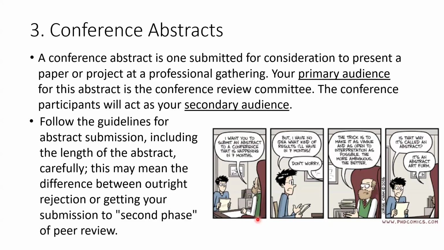First, the conference abstract is one submitted for consideration to present a paper or a project at a professional gathering. Your primary audience for the abstract is the conference review committee. The conference participants will act as your secondary audience. What does that mean?